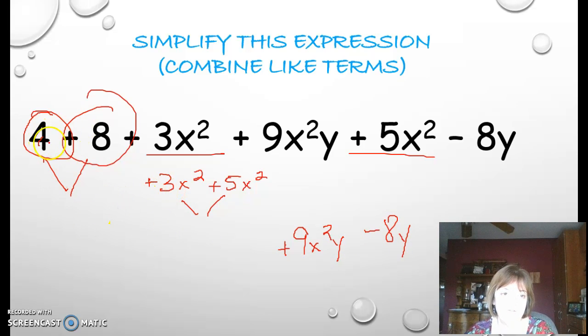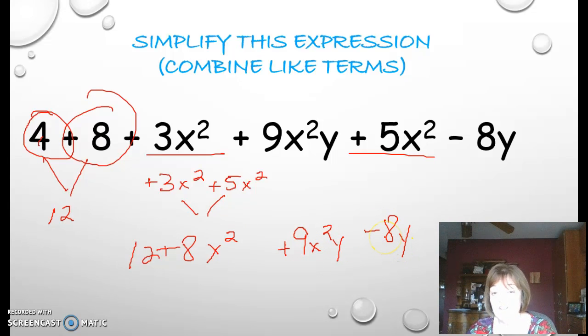So let's combine our 4 and our 8. They're both positive, so 4 plus 8 is 12. Now, on this one, we have a plus 3x squared plus 5x squared. It stays x squared, okay? And we just add the 3 and the 5, which is 8. So we end up with 12 plus 8x squared plus 9x squared y minus 8y. I know it doesn't look very simple, but that's as simple as it can get.